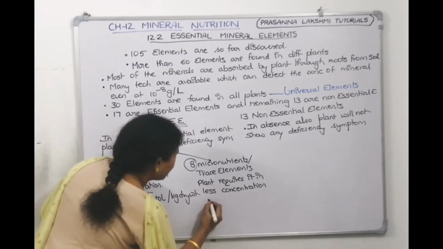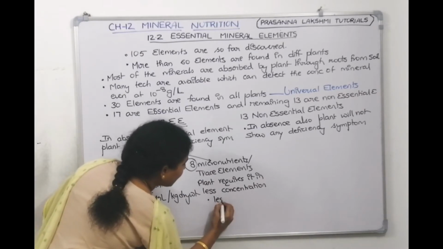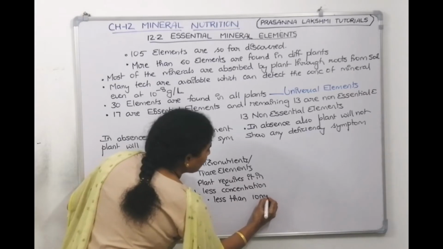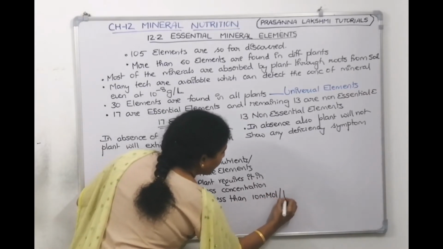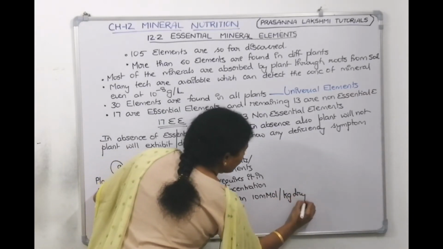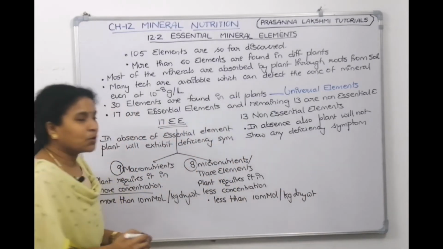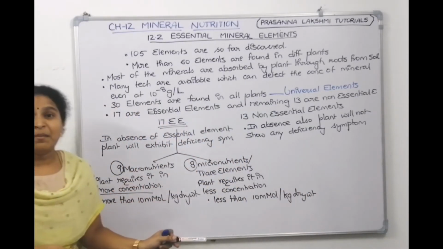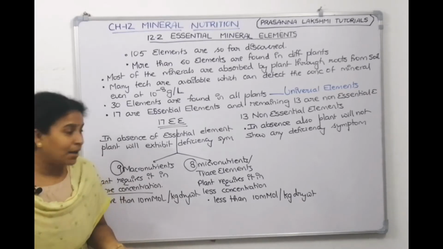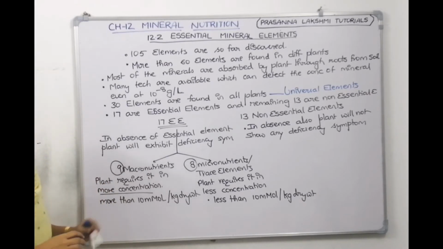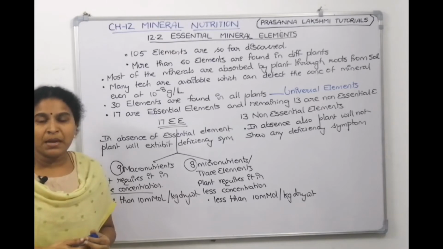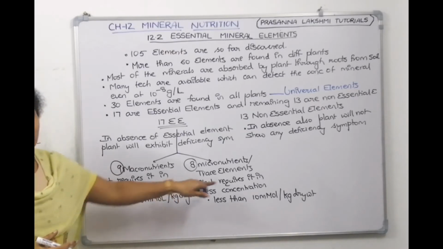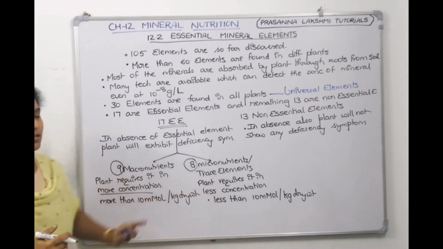What is a micro element? The requirement is less than 10 millimoles per kg dry weight. If the element is required less than 10 millimoles, it is a micro element. If the element is required more than 10 millimoles, it is a macro element. Right, children? If you want me to list down the macro elements, 9 elements, and the 8 micro elements, we will write them down.